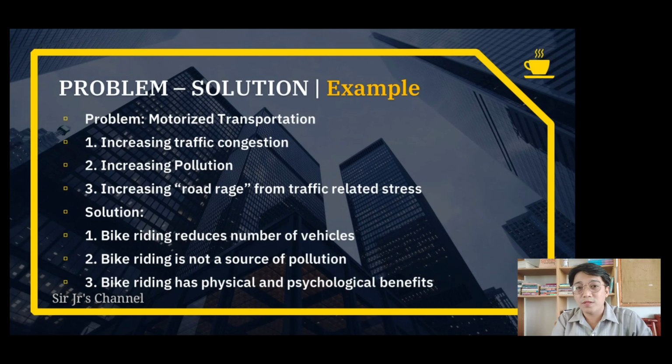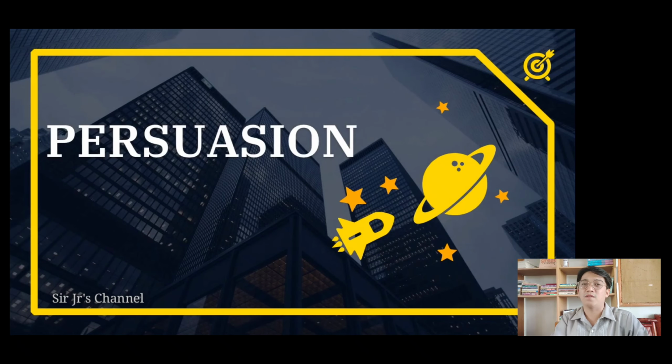And of course, if you go back to the definition of problem and solution earlier, it must be supported by evidence. So you can state data, statistical data, evidence that would support your claim. For example, you may cite, according to the Department of Science and Technology, in the year 2020, vehicles produce 75% of carbon dioxide, and so on and so forth.